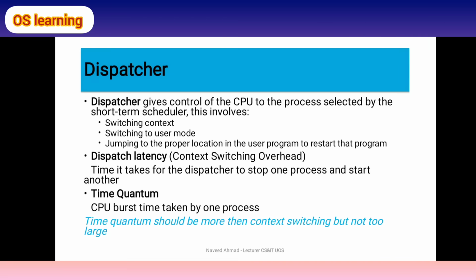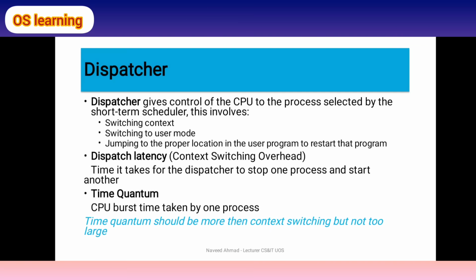Dispatch latency is also known as the context switching overhead. It is the time the dispatcher takes to stop one process and start another. In simple terms, the time taken by the dispatcher to stop one process and start another is known as dispatch latency, or context switching overhead. So what is time quantum?